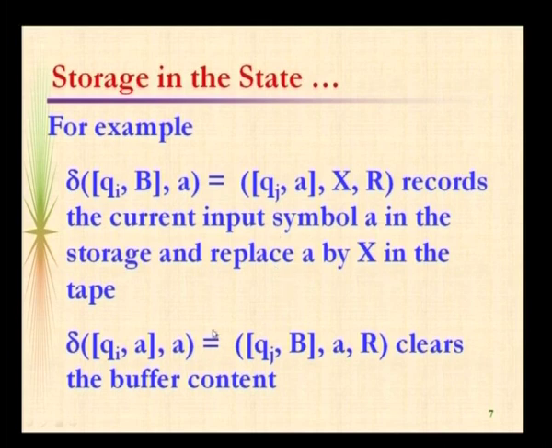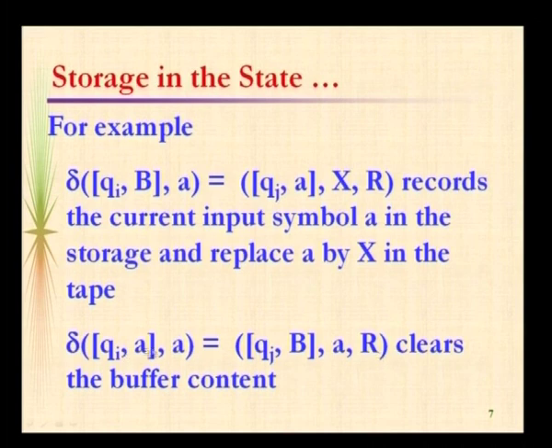If you look at the next one, you have delta of Qi comma A equal to Qj comma blank comma A and R. It is actually clearing the buffer content. So, either you can record a symbol in the storage in the finite control, or we can even clear the storage in the finite control. From Qi you jump to state Qj, but the symbol which you had stored is no more since we have made it blank, the tape content is not disturbed at all, and we still move in the right direction. That is not an important thing.